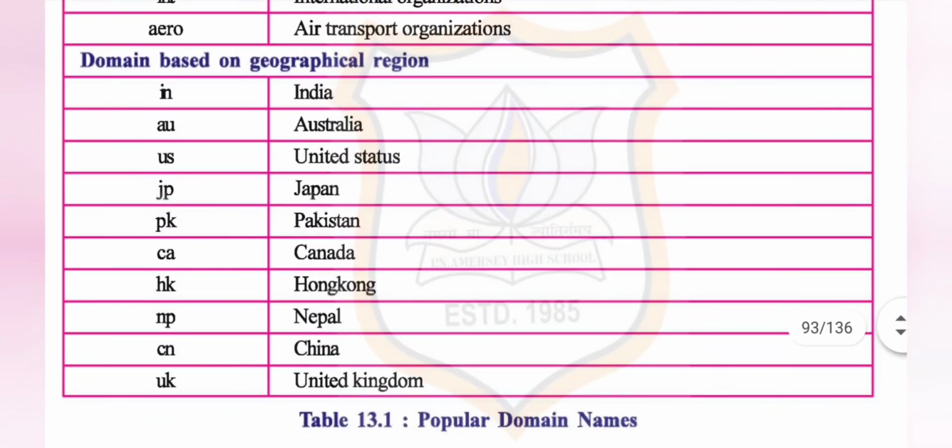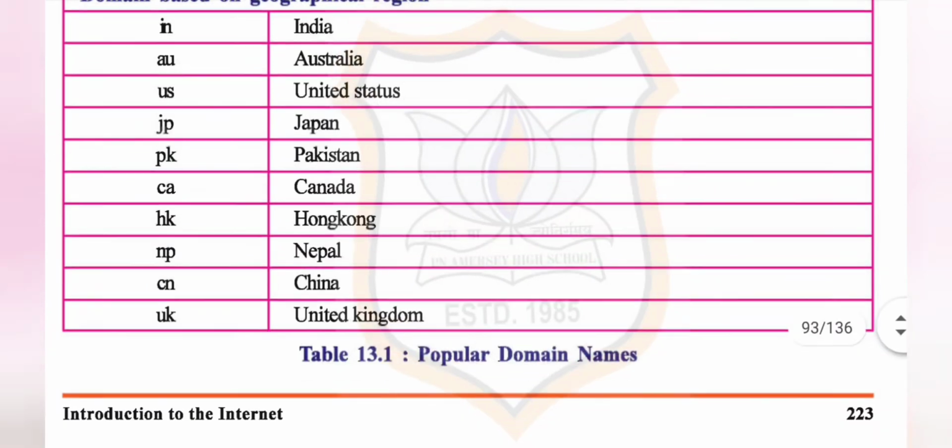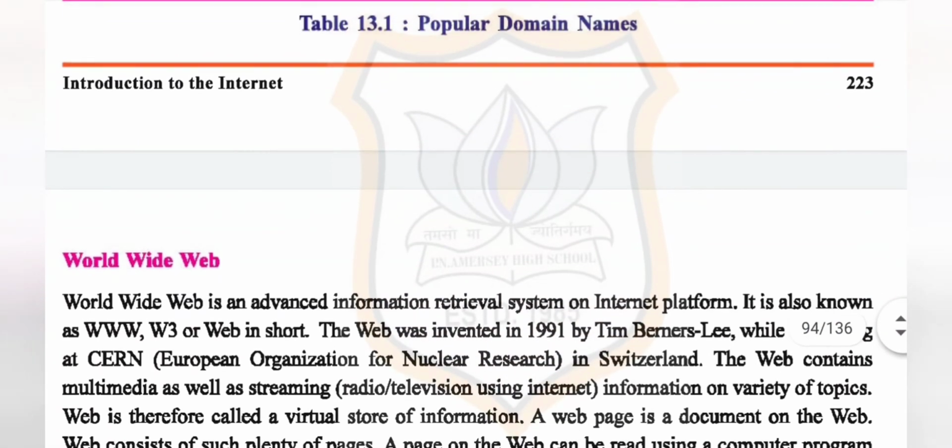Domain based on geographical region. .in India, .au Australia, .us United States, .jp Japan, .pk Pakistan, .ca Canada, .hk Hong Kong, .np Nepal, .cn China, .uk United Kingdom. These were some popular domain names.